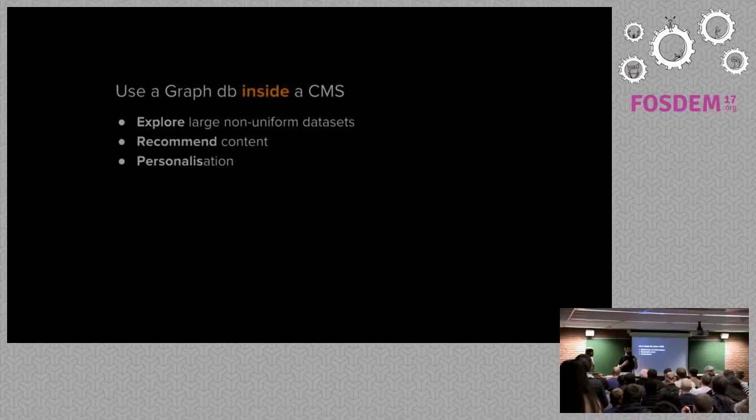You could use it to recommend content. This is also a very common use case in CMSs for sure. For example, there are news organizations that are using graph databases, like Neo4j in particular, to recommend content based on what you're looking at. And then the last one is personalization.